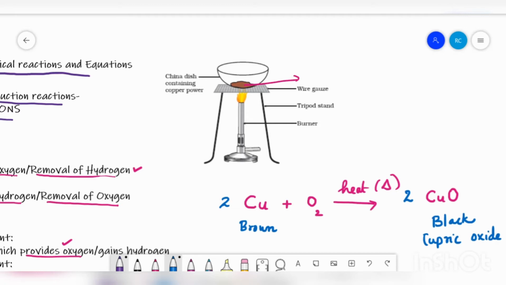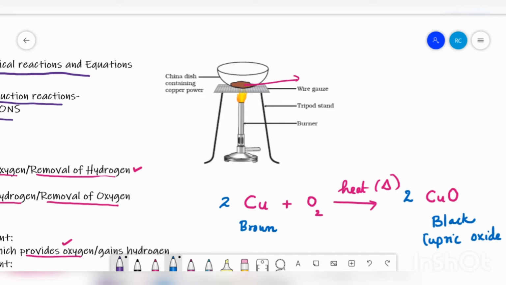In this reaction, you can understand that copper is combined with oxygen, which means copper undergoes oxidation here. Copper is combining with oxygen. So addition of oxygen is called oxidation. This is an example of an oxidation reaction.